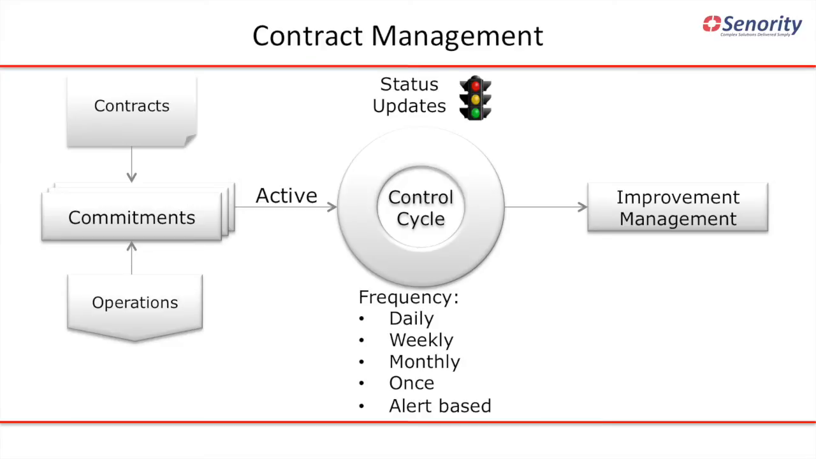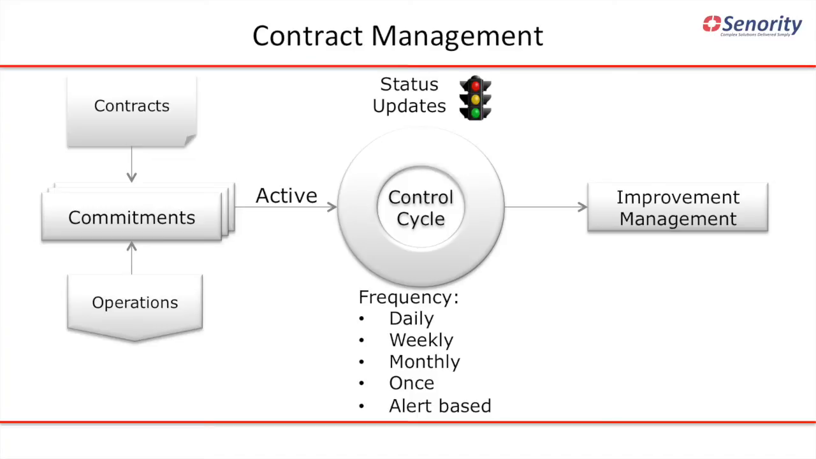Once we have defined a commitment, we can add them to a control cycle. When we activate a commitment, the control cycle starts. During the control cycle, frequent status updates are provided regarding the commitment on a frequency that we define ourselves. The control cycle ends when the commitment is fulfilled or a control cycle is no longer deemed necessary.